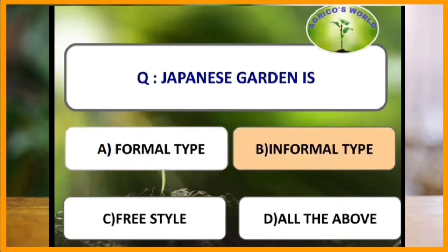Japanese garden is which type of garden? There are three styles of gardening: formal style, informal style and freestyle. And Japanese garden comes under the informal type of gardening. Under formal style, Mughal gardens, Persian gardens and Pinjore gardens are present, whereas in freestyle, rose gardens and English gardens are present.